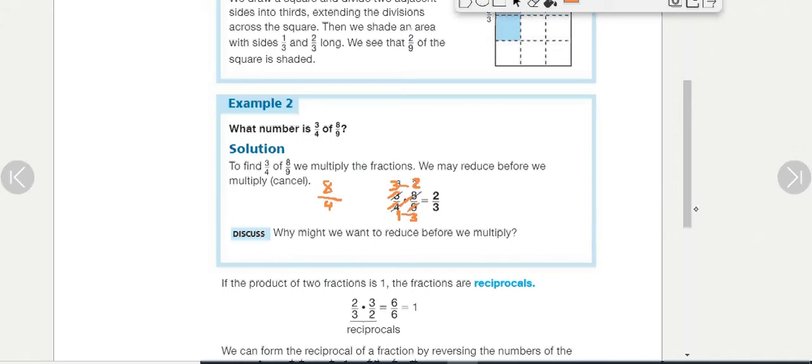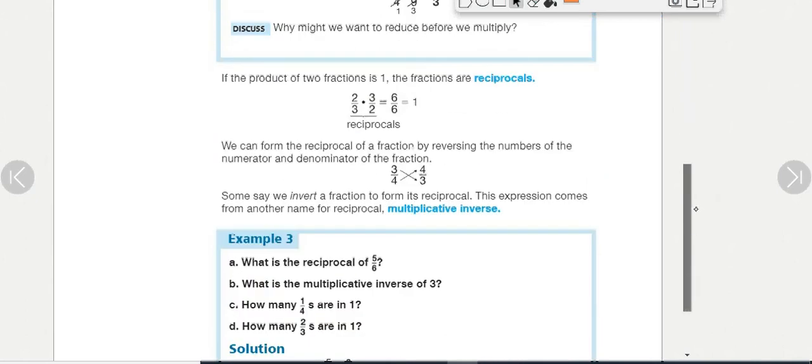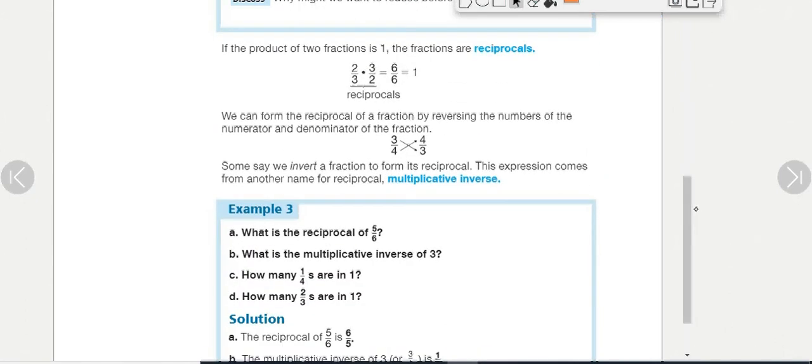Or no, this should say 1. I think they made a mistake in my book. That should have been 1 because we divided both by 3. So that should be 1, yeah, 2 times 1 is 2 over 3. Why do you think it's useful to reduce before we multiply? Because it's a lot easier to reduce 4 and 8 than when you multiply and you get huge numbers that are a lot more work.